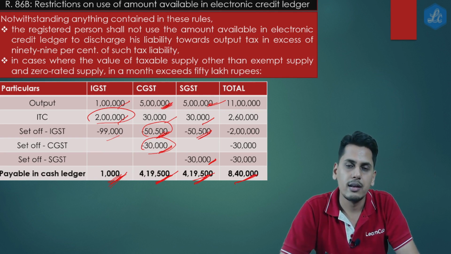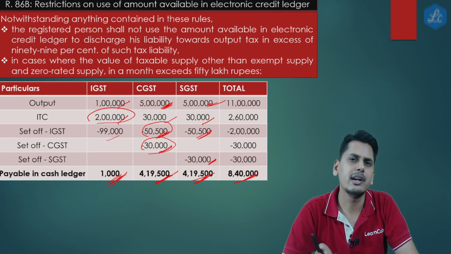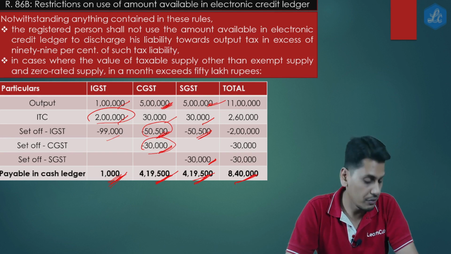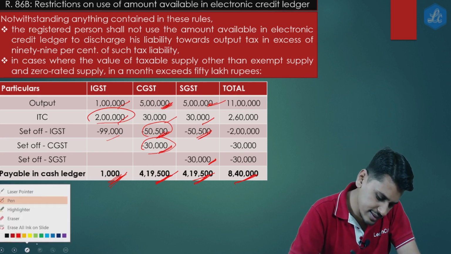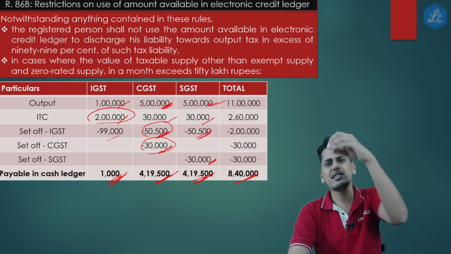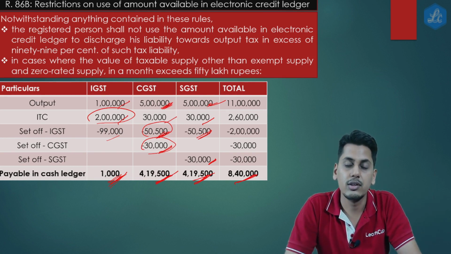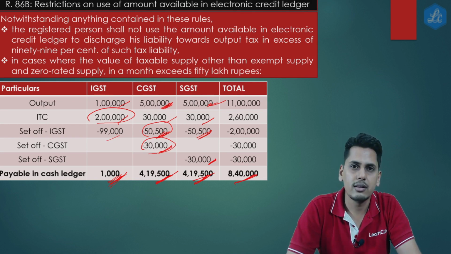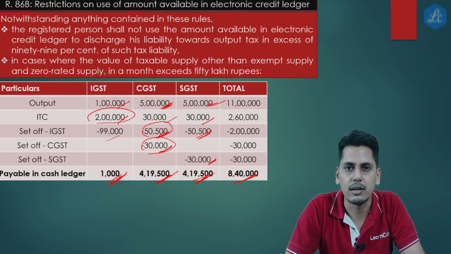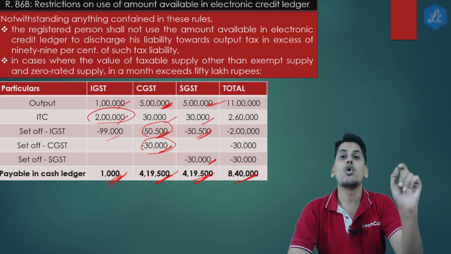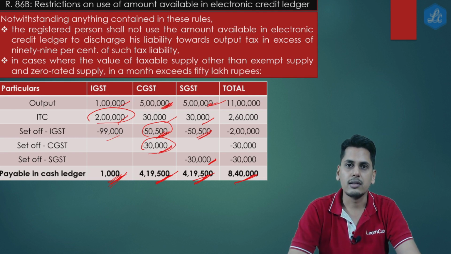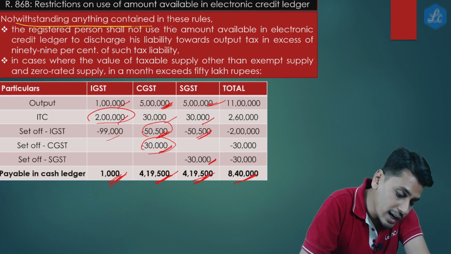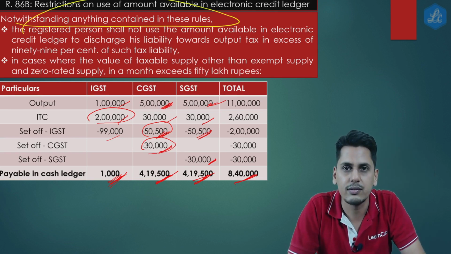Now friends, the registered person says, wait a moment, can we together read rule 86B once again? The officer says, sure. Let's read rule 86B once again. You might have studied the entire rule 86B. You might have memorized the entire rule 86B. But you have forgotten the opening lines of rule 86B. The first line you took for granted. Rule 86B starts with, notwithstanding anything contained in these rules.